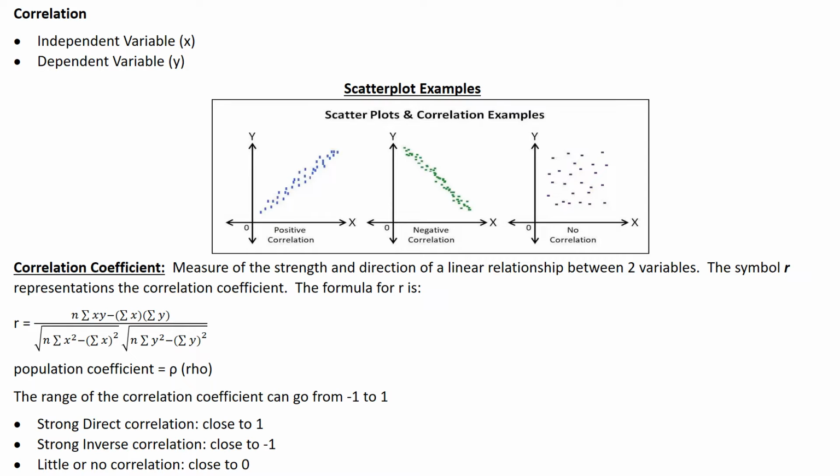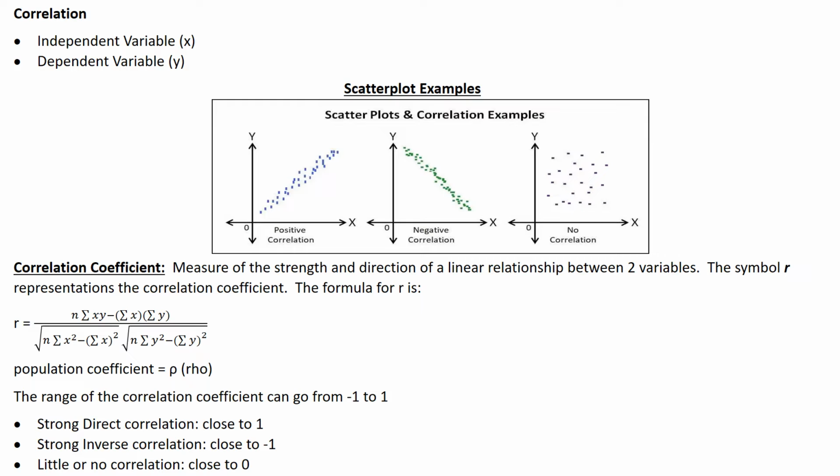The correlation coefficient is found with this formula here. This r equals n times the sigma xy minus sigma x times sigma y, all over the square root of n times sigma x squared minus (sigma x) squared, times n times sigma y squared minus (sigma y) squared. This is the population coefficient, and I'm going to show you a simpler way. In fact, I've created a calculator for you to use, but I want you to understand how we derive this information in the first place.